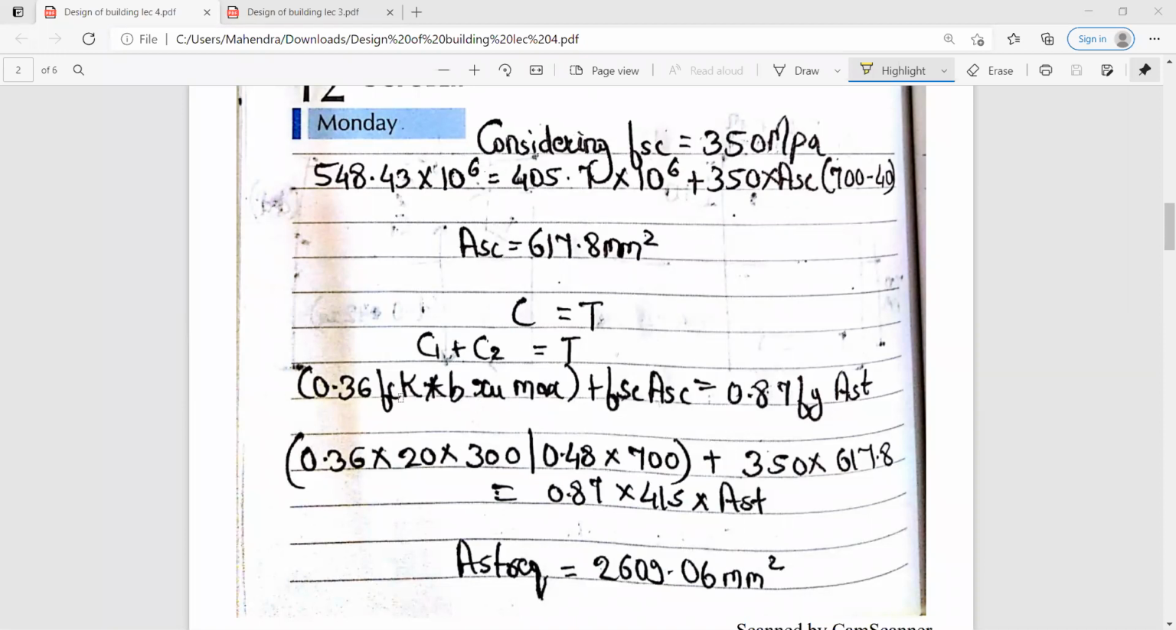So for 0.36, the value for FCK is 20. B width is 300. XU max, you have the formula 0.48 into D. Here it is multiplication, so into 0.48 into D, that is 700. FSC is 350. ASC you just now calculated, that is 617.8, equals 0.87 into Fy into AST required. From this formula, you will get the value of AST required. So do calculate AST required.